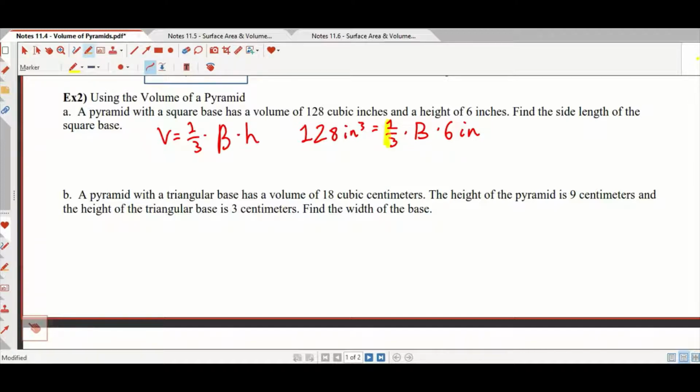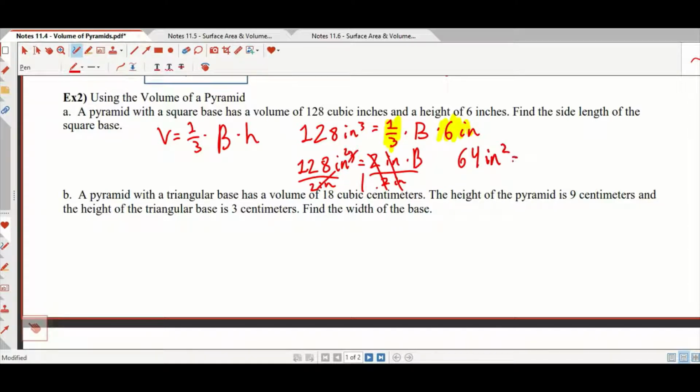Let's put some of this together because I can combine my like terms. 1/3 times 6 inches is 2 inches. So I get 128 inches cubed equals 2 inches times the area of the base. Let's get that b by itself. Divide both sides by 2 inches. Inches divide out. That's going to be squared. Then 128 divided by 2 is 64. So 64 inches squared equals the area of my base.